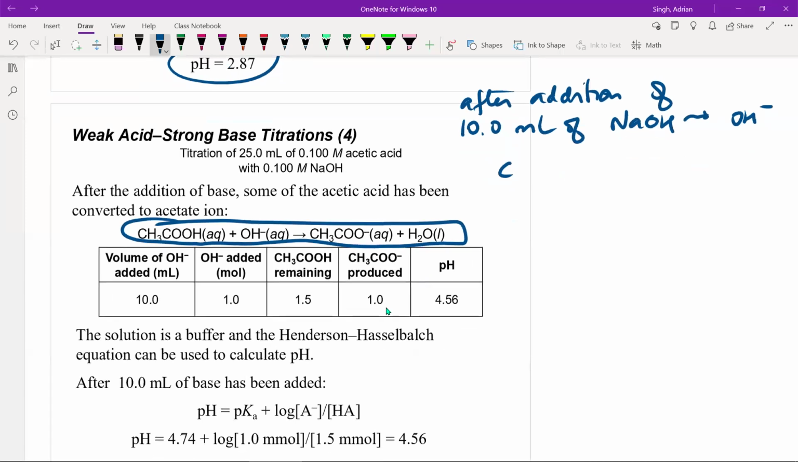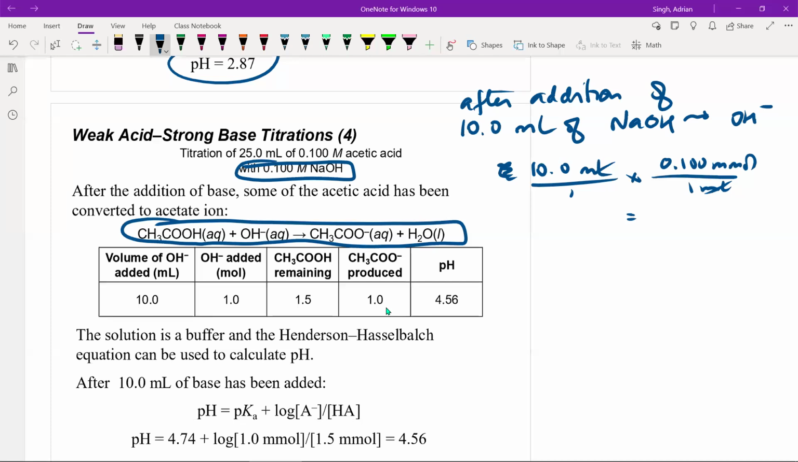So 10 mL of the NaOH, and the NaOH was a 0.100 molar NaOH solution. So again, we can use a little bit of solution stoichiometry, 10.00 mL. We have a 0.1 millimolar for every mL. Okay, so 10 times 0.1 would give us 1.0 millimoles of the OH minus.